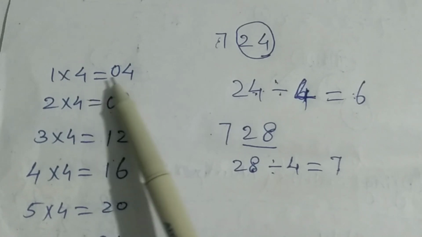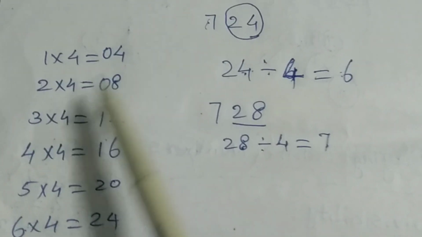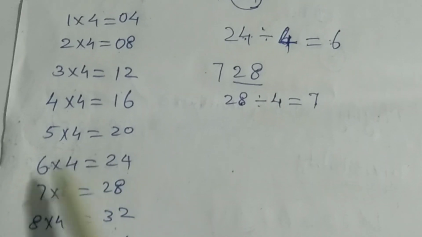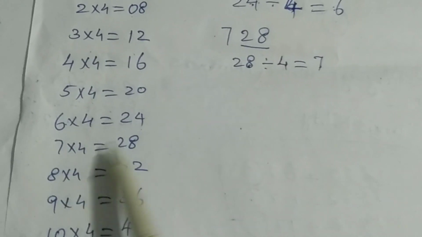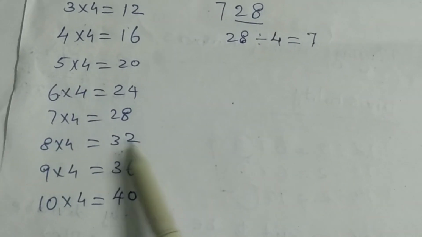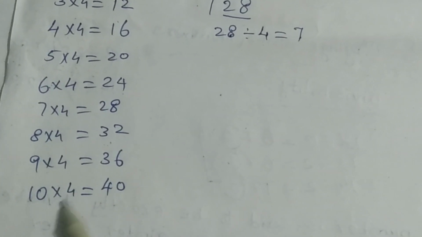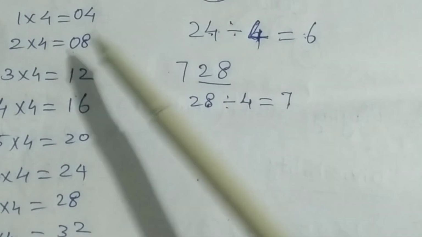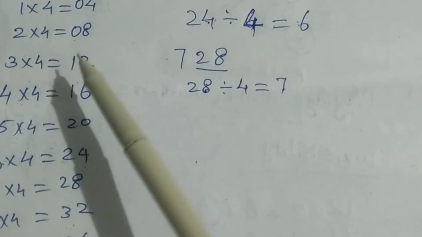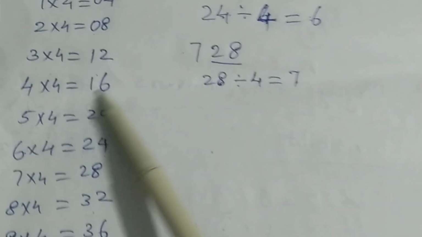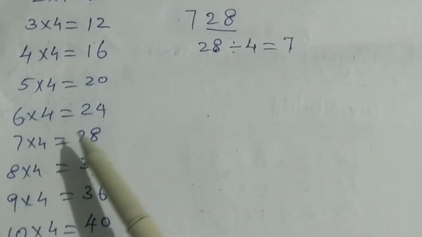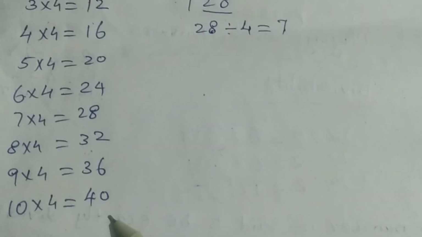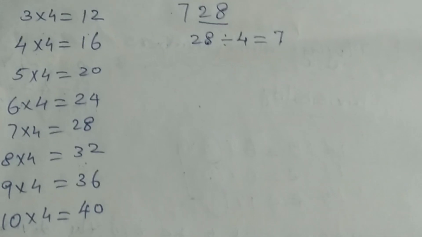1 4 is 4, 2 4s are 8, 3 4s are 12, 4 4s are 16, 5 4s are 20, 6 4s are 24, 7 4s are 28, 8 4s are 32, 9 4s are 36 and 10 4s are 40. That is, if a number ends with 04, 08, 12, 16, 20, 24, 28, 32, 36 or 40, we can say that number is divisible by 4.